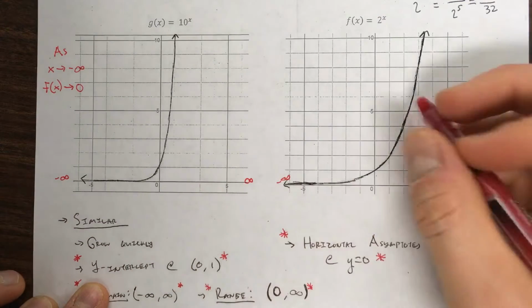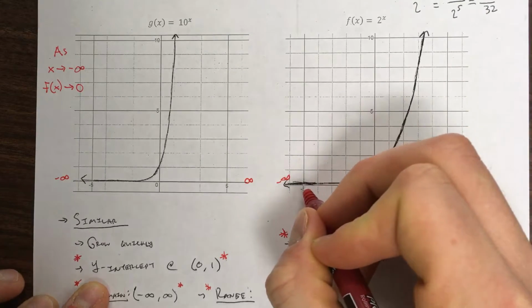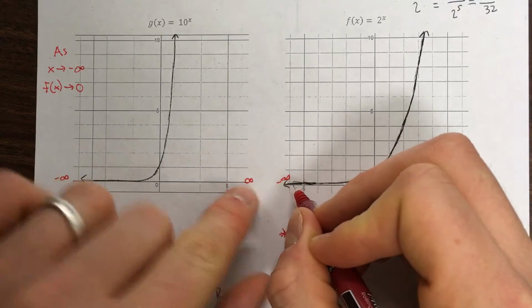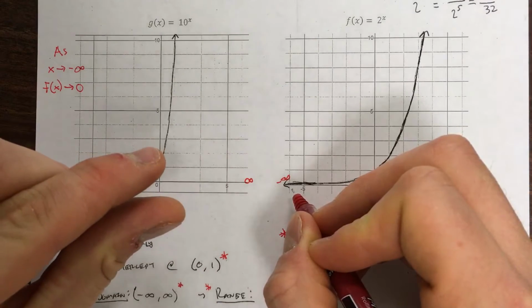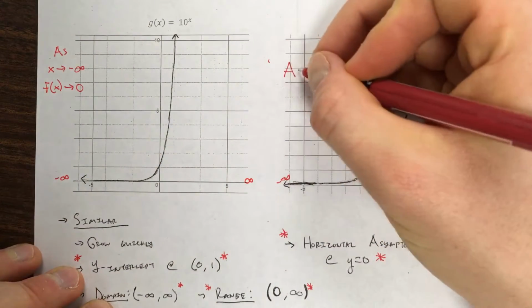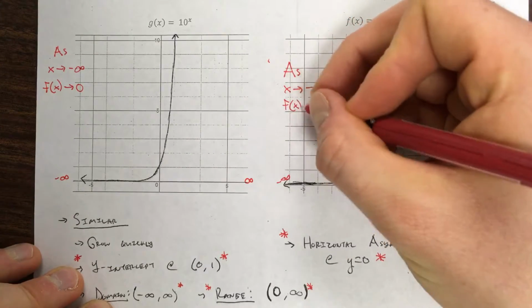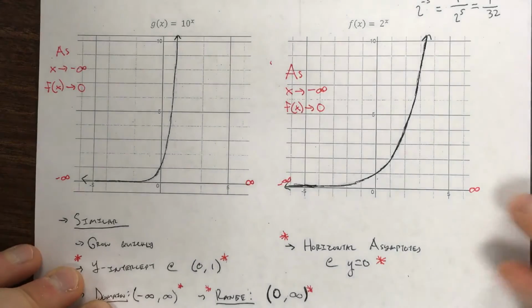It's the same thing here. As x goes towards negative infinity, as we continue going to the left, it's going to get small, small, small, but never touch 0. So over here we can say as x goes towards negative infinity, f of x goes towards 0.